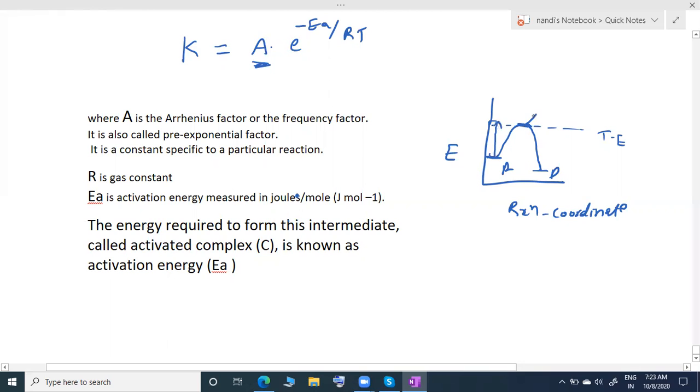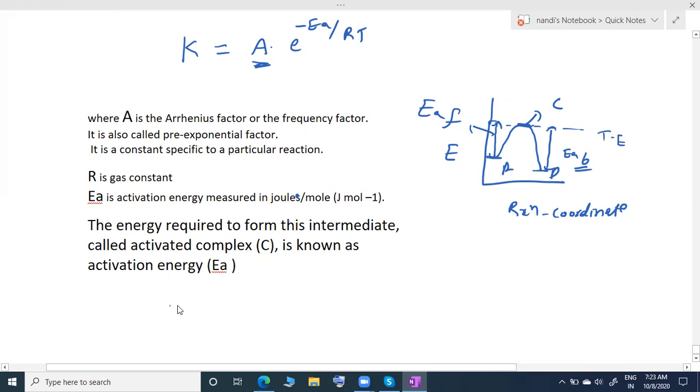This is what we call the activated complex. Here I am showing activated complex C. The amount of energy required to reach the activated complex from the reactant, that is what we call activation energy. If this reaction is the forward reaction, you can take it as Ea forward. If it is the backward reaction, you can take it as Ea backward. Fine. So you can apply mathematical relations here. You can see one by one.